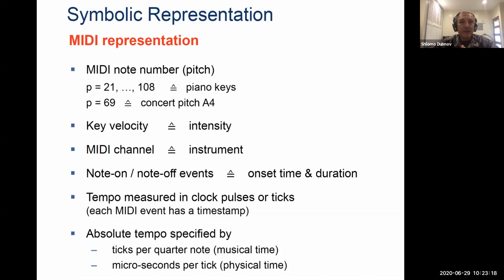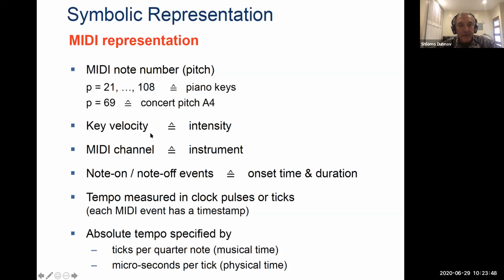So this is a quick summary of MIDI representation. We have MIDI note numbers, the pitches. They correspond to the piano keys. 69 is an A. We said 60 is a C. If you calculate 9 steps up, there'll be 69, concert pitch A4. Why is it mentioned specifically? Because this is usually a reference. You tune according to a specific convention of what frequency this note should generate.